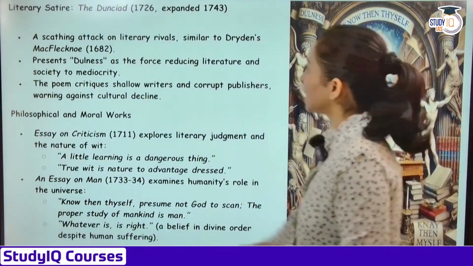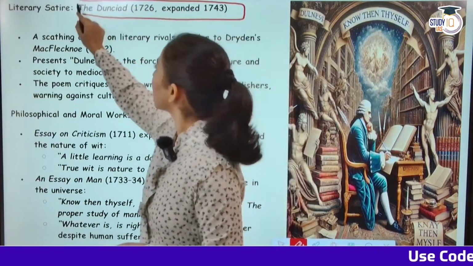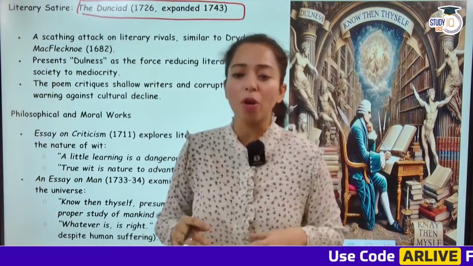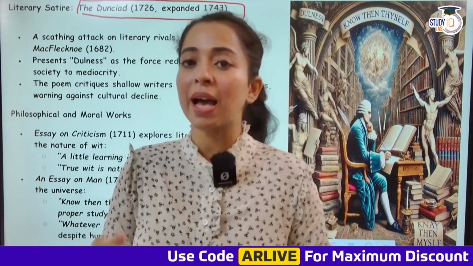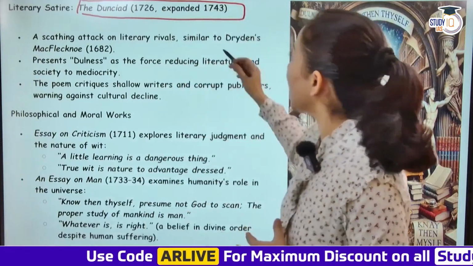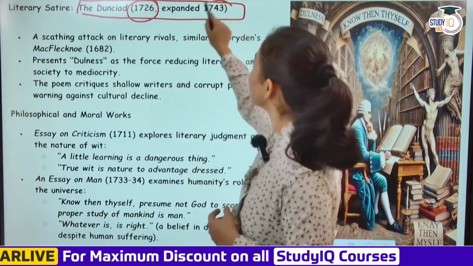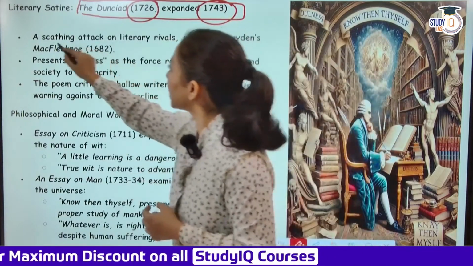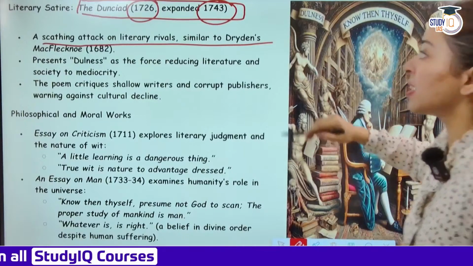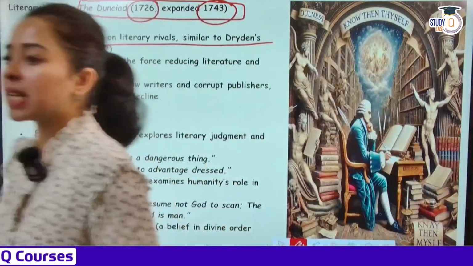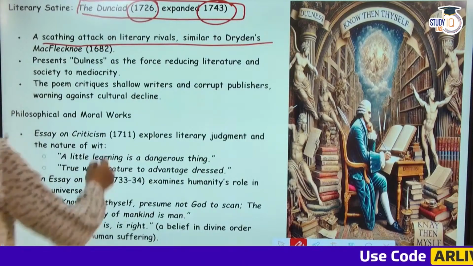Then we are going ahead to literary satire, the Dunciad 1726. Okay, सो इनका जो बहुत ही इंपॉर्टेंट वर्क है that is The Dunciad. Dunciad बहुत ही फेमस है, बड़ा है, काफ़ी बार रिवाइज हुआ है. पहली बार आया था 1726 में, फिर नेक्स्ट टाइम 1743 में. A scathing attack on literary rivals similar to Dryden's Macflecknoe in 1682. Okay, so 1682 में ये आया है.